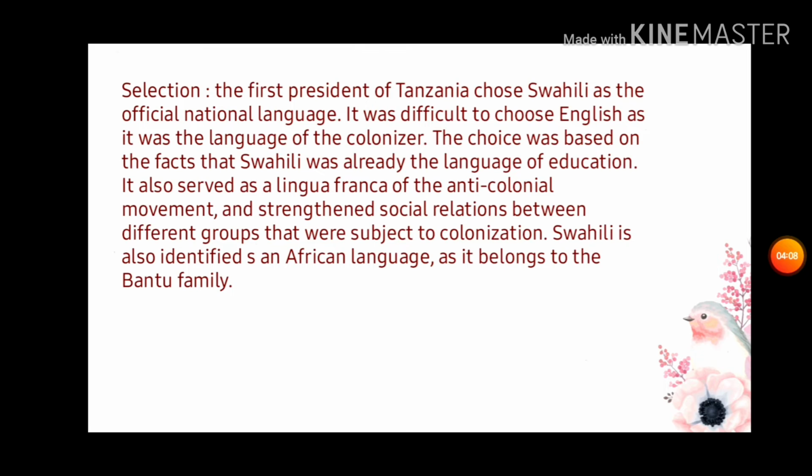Selection. The first president of Tanzania chose Swahili as the official national language. It was difficult to choose English as it was the language of the colonizers. The choice was based on the fact that Swahili was already the language of education. It also served as a lingua franca of the anti-colonial movement and strengthened social relations between different groups that were subject to colonization. Swahili is also identified as an African language, as it belongs to the Bantu family.